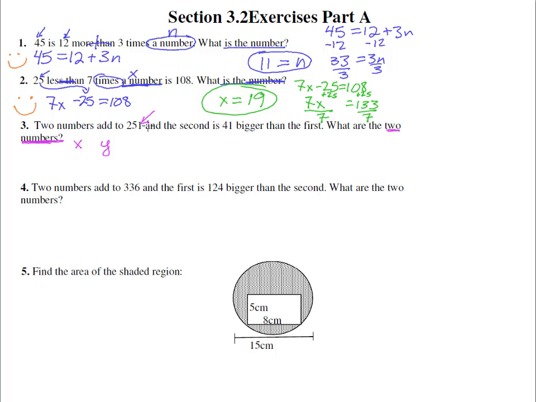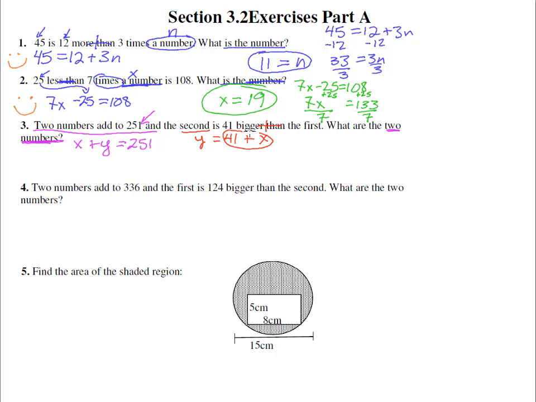Now it says two numbers add to 251. That gives us an equation. X plus y equals 251. But we can't solve this and find out a number for either x or y because there are two variables in there. We need to know something about one of them. Let's find out what it says about these others. It says the second, that's y, is 41 bigger than, that means plus, the first, x. Well, look at that. It tells us what y is.